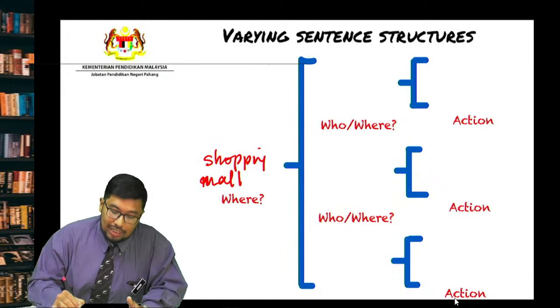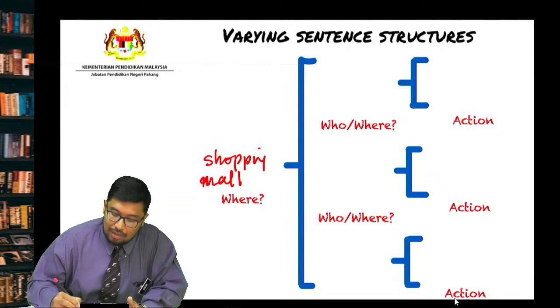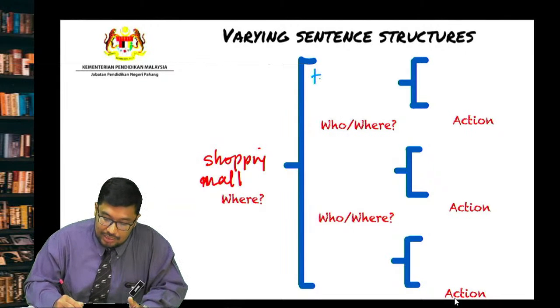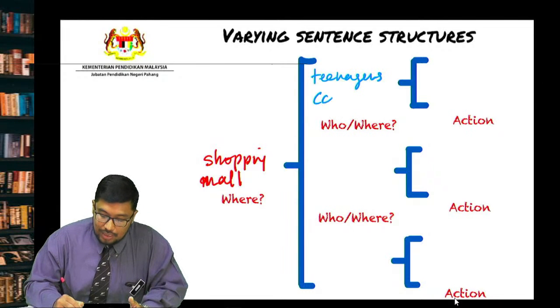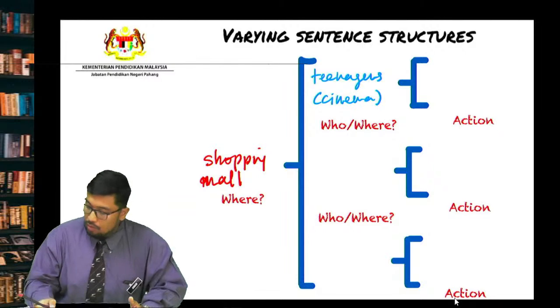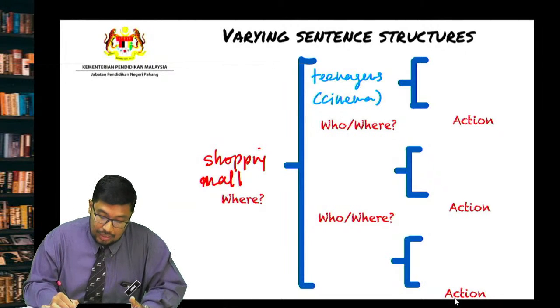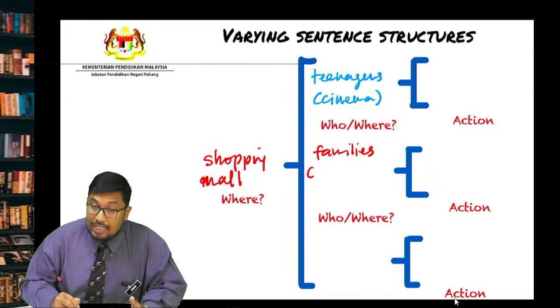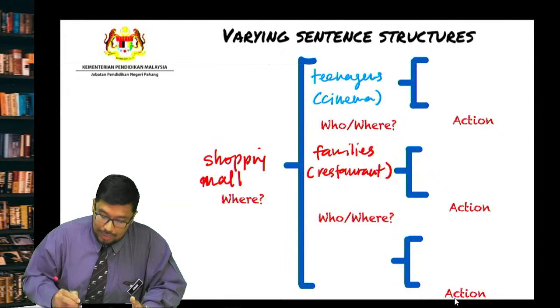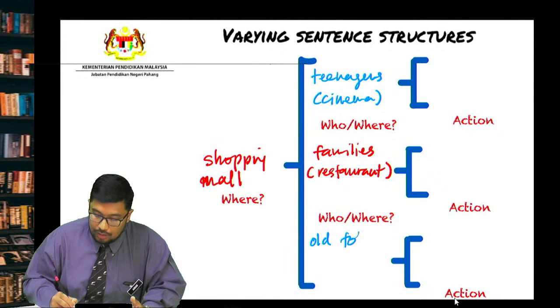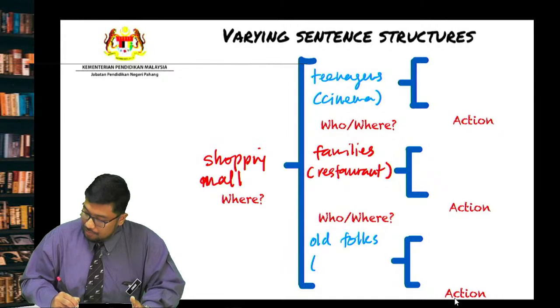Okay? What can be seen at the shopping mall? For example, we can see teenagers at the cinema. We can also see families dining or having lunch at the restaurants. And also, we can describe old folks. Maybe they are doing something at the pharmacy.